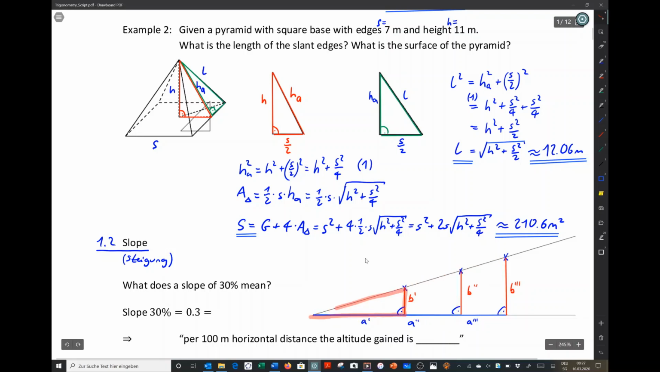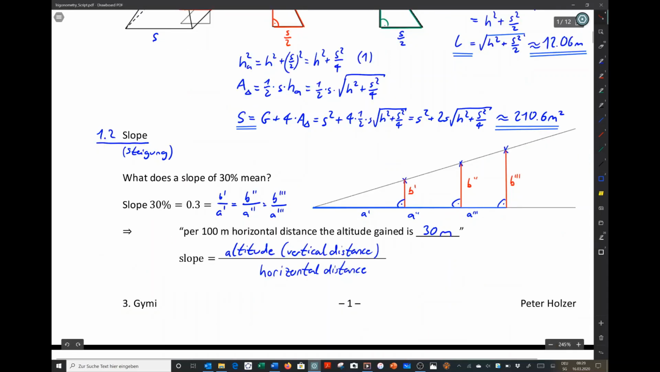And we use this to define the slope as the ratio between the vertical distance and the horizontal distance. So the slope is b dash divided by a dash, and that is the same as b double dash divided by a double dash, or b triple dash divided by a triple dash. And a slope of 30% or 0.3 means that per 100 meters horizontal distance, the altitude gained is then 30 meters. And the slope is in general defined as the altitude or vertical distance divided by the horizontal distance.